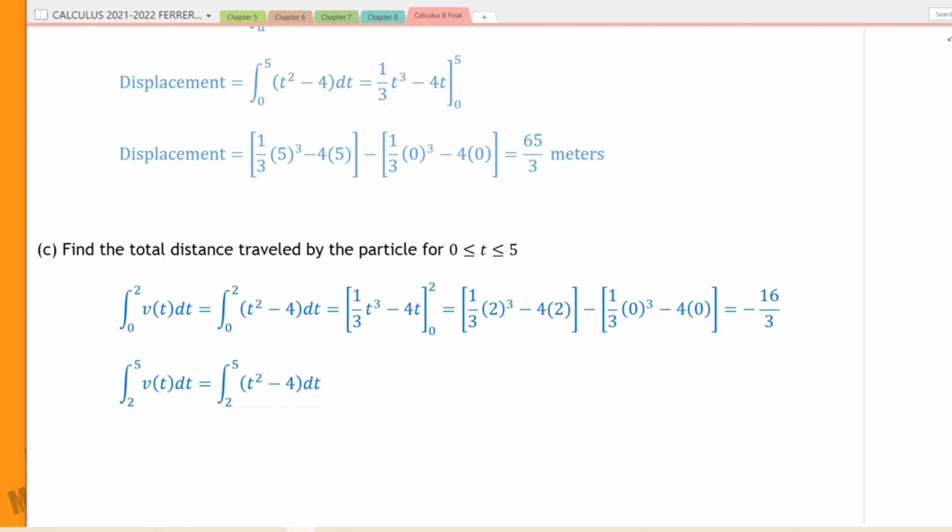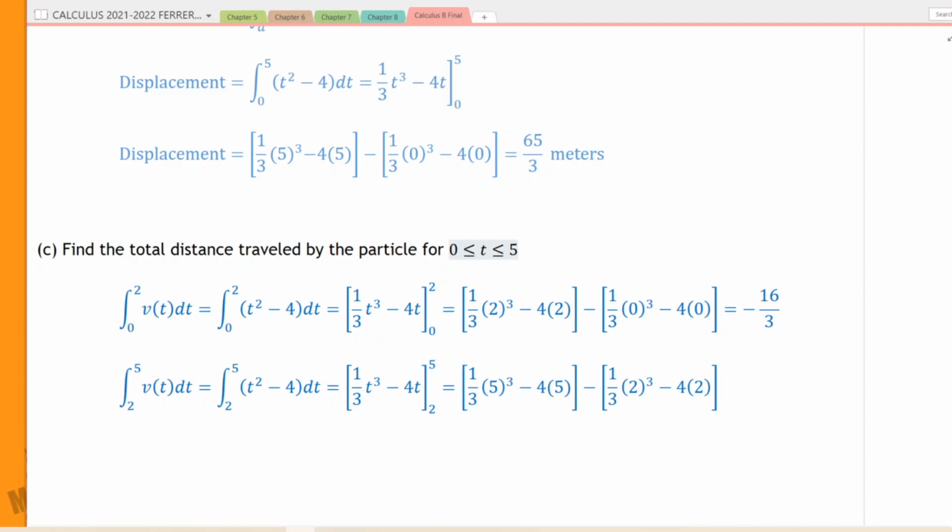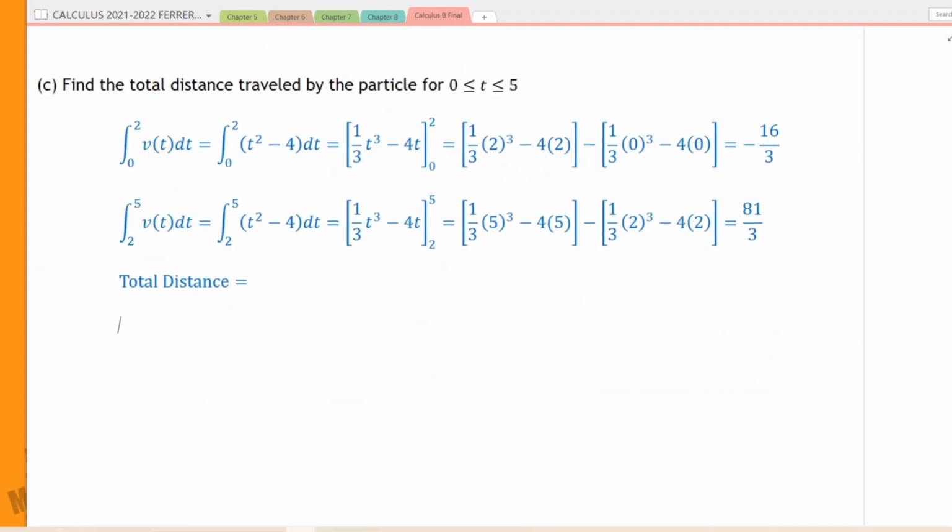Antiderivatives next. Then we substitute. Then we evaluate. And then finally, we're going to take these two displacements and we're going to add them together. We're going to add the absolute value of each of them, and that's going to give us our total distance traveled. And again, this is going to be in meters.